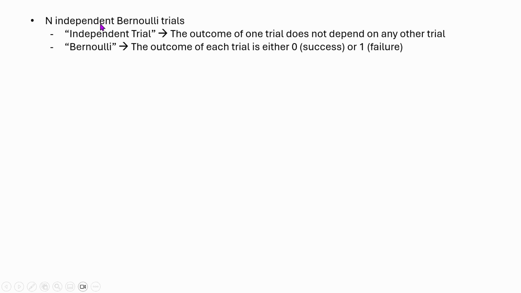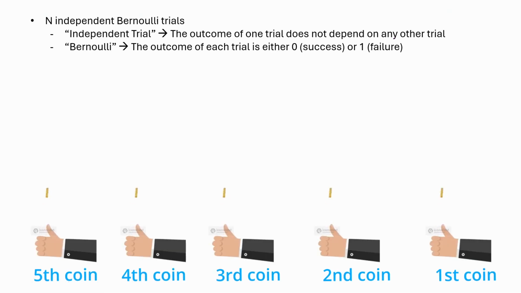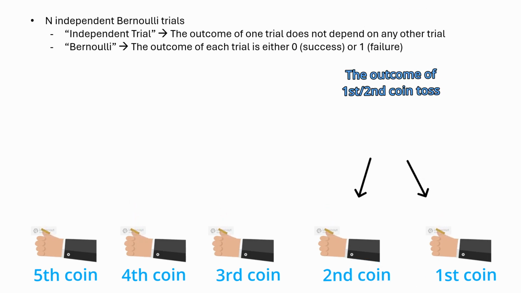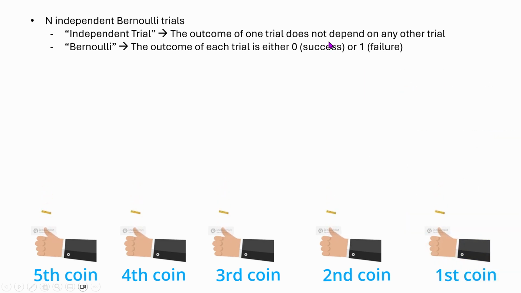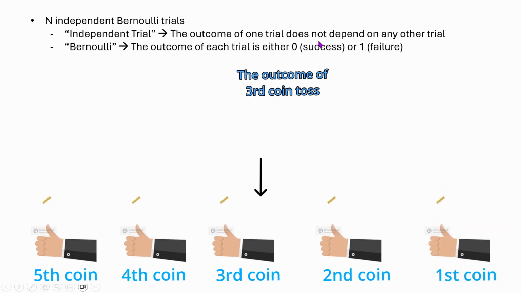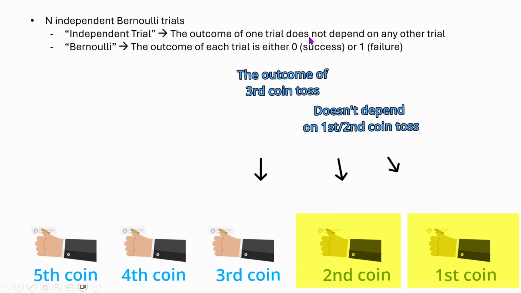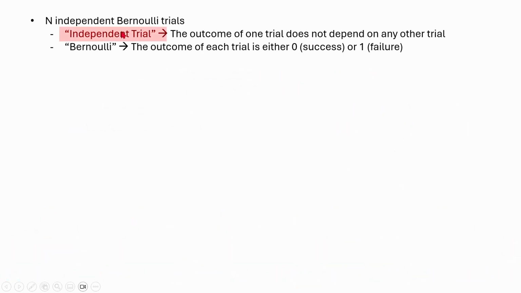So, binomial distribution is nothing but n independent Bernoulli trials. So what does that mean? First of all, let's talk about independent trial. That means the outcome of one trial does not depend on any other trial. For example, if you are performing 5 coin tosses, the outcome of the second coin toss does not depend on the first coin toss. Similarly, the outcome of the third coin toss does not depend on the first or the second coin toss. That is what independent trial means.